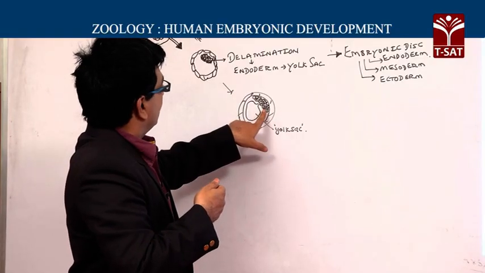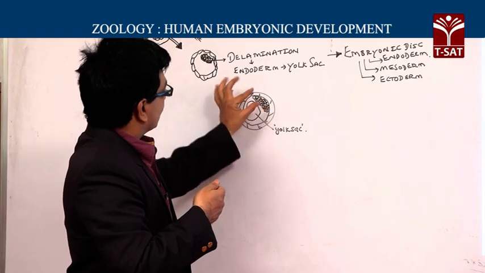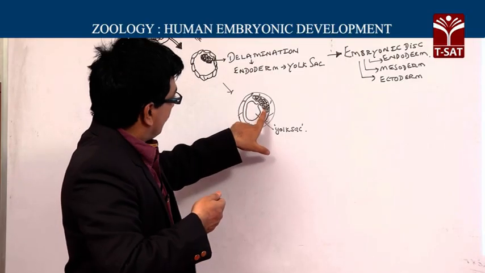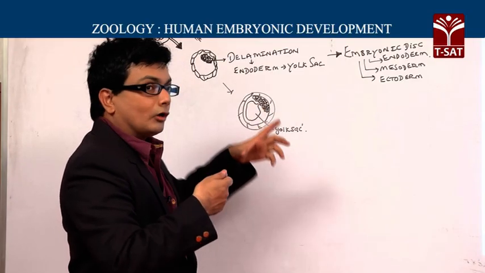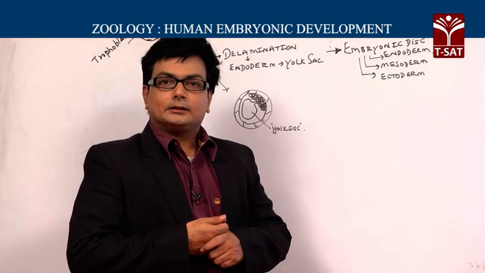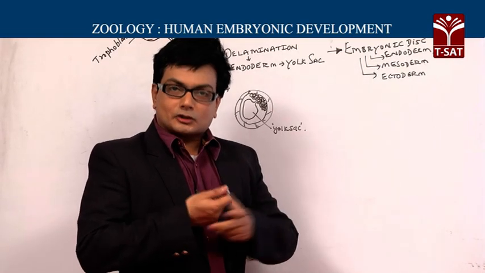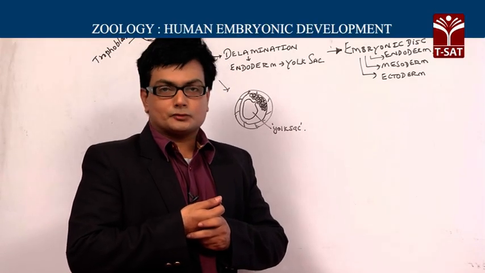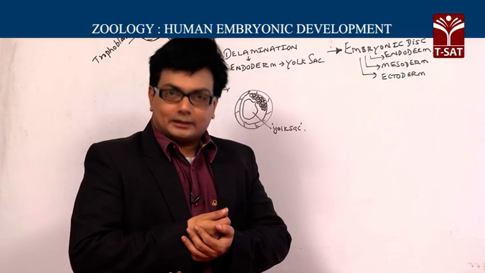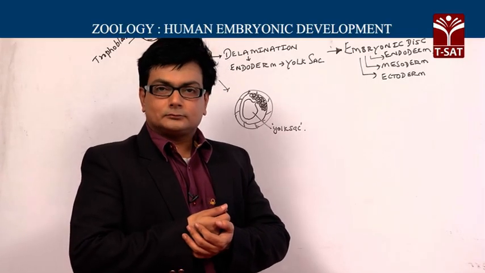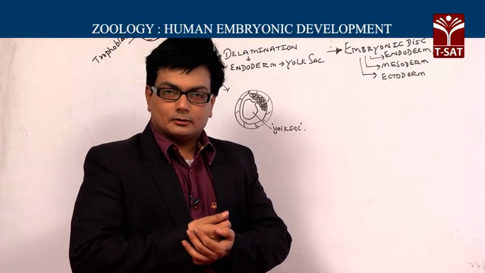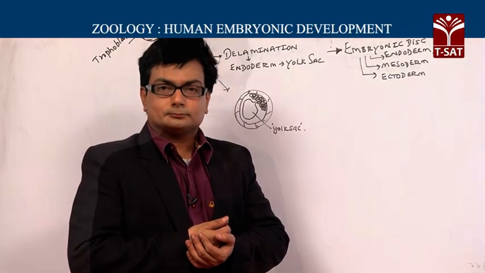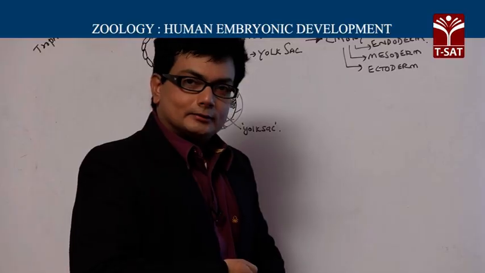Now, what do you call this multicellular unit which is remaining after the formation of the yolk sac? We call this the embryonic disc. The embryonic disc, consisting of the embryonic cells, has to give rise to other germinal layers which include the mesoderm and also the ectoderm, proving that we are all triploblastic organisms. Let us see the pictorial representation.